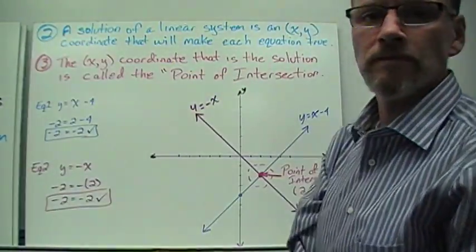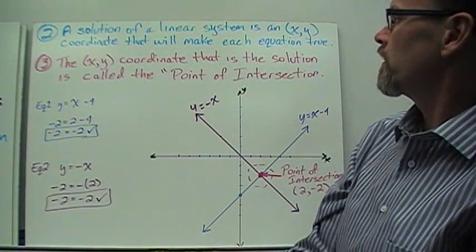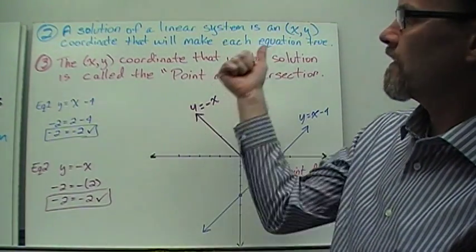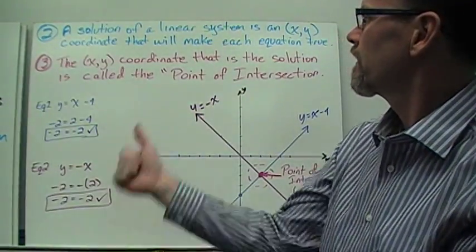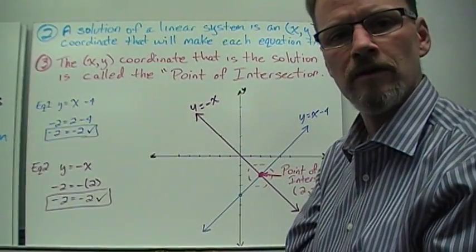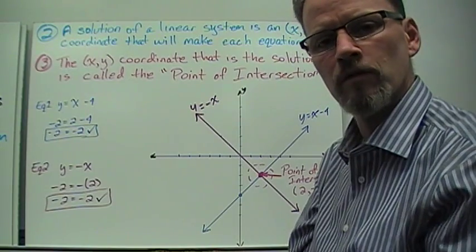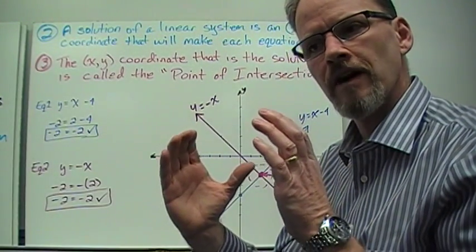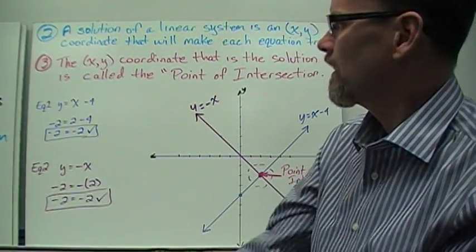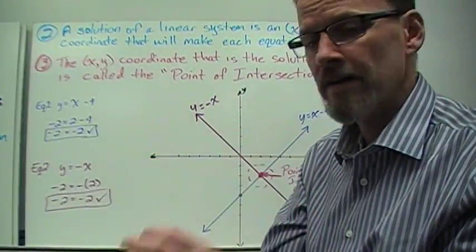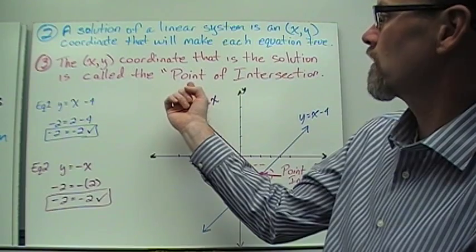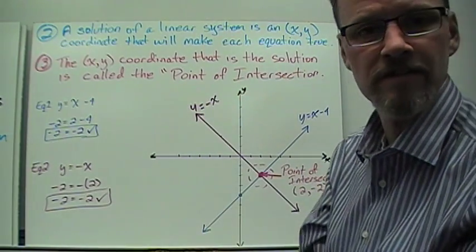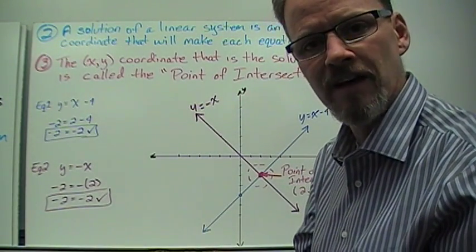Number two, a solution of a linear system is the xy coordinate that will make each equation true. So in that previous example, we're going to find an x and a y that works for both of them. When we find that x and y, it's called the solution, which is also called the point of intersection. What does it look like on a graph?